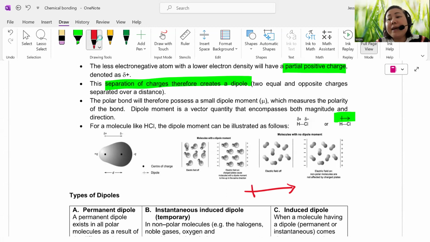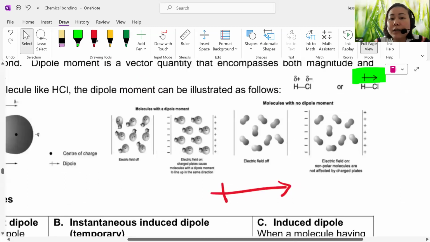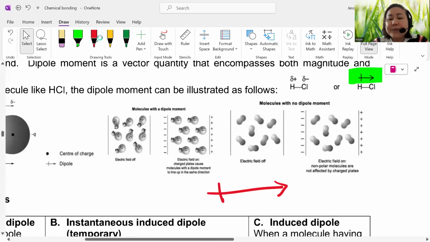Now, what is the impact of having a dipole and not a dipole on the molecule? You'll find that for molecules with no dipole, if you place that molecule in an electric field, the molecules are not affected by the electric field at all. Before you turn on the electric field, the molecules are in random arrangement. After you turn on the electric field, the molecules are still in random arrangement. This is the case for non-polar molecules.